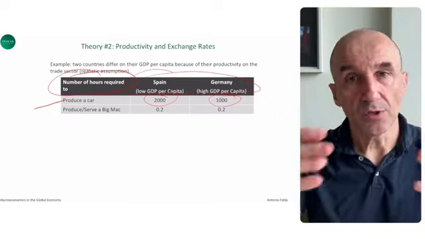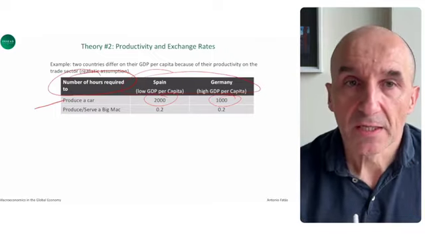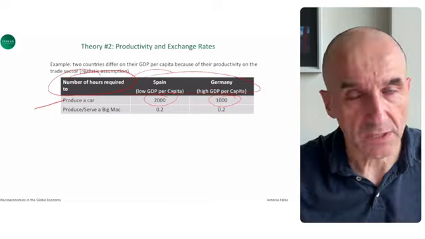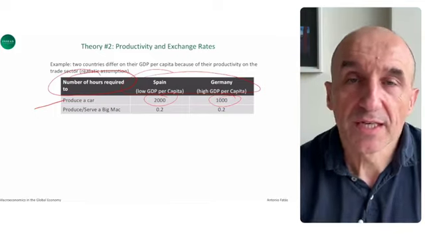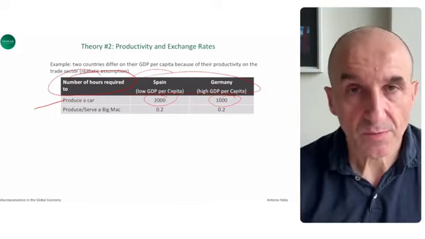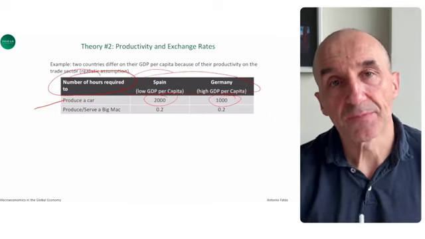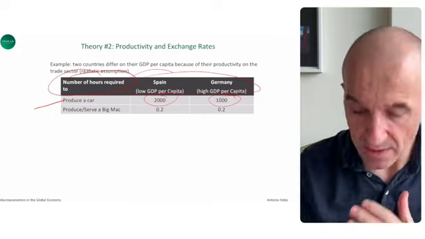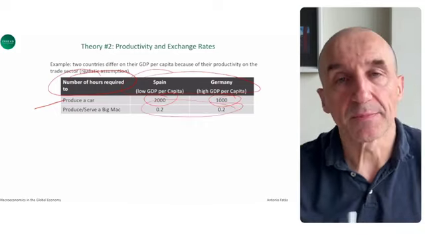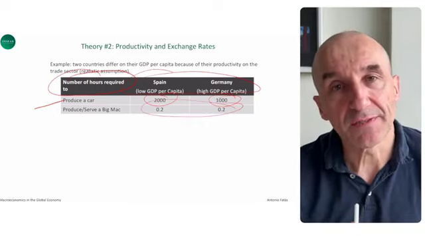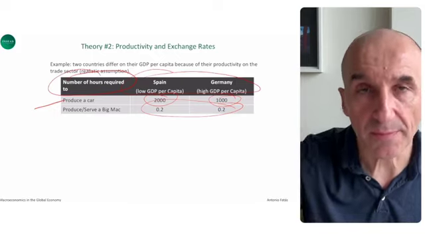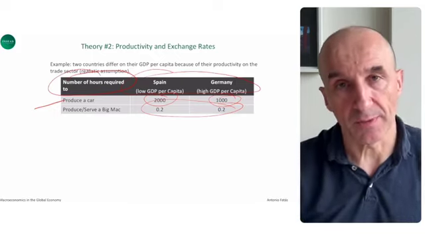I'll bring a second good. I'll bring my Big Mac again. Now, Big Macs are being served both in Spain and Germany. McDonald's is everywhere, including those two countries. I'm going to make an assumption, which is the productivity there is quite similar across the two countries. You don't see large differences. In other words, I'm going to put the same number that says productivity, it takes 0.2 hours to deliver a Big Mac in Spain, same amount in Germany.